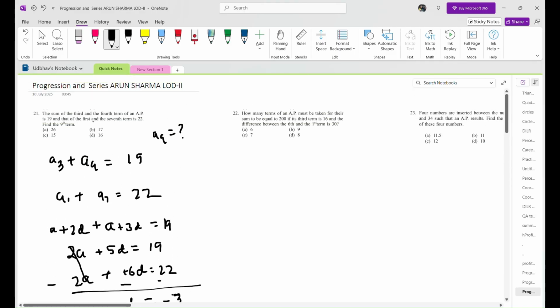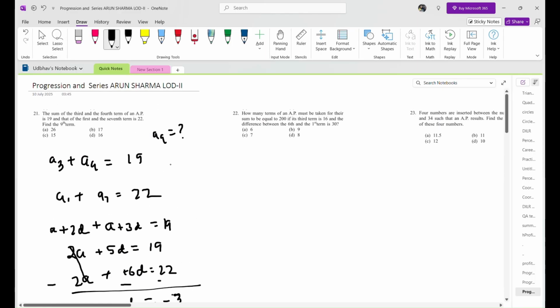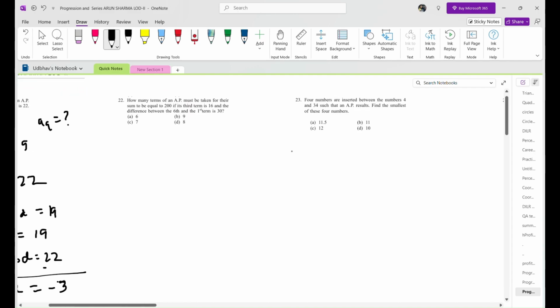Now we want the ninth term. The ninth term will be A plus 8D, which will be nothing but 2 plus 8 into 3, that is 24, which will be 26. The answer will be A. Going on to the next question.